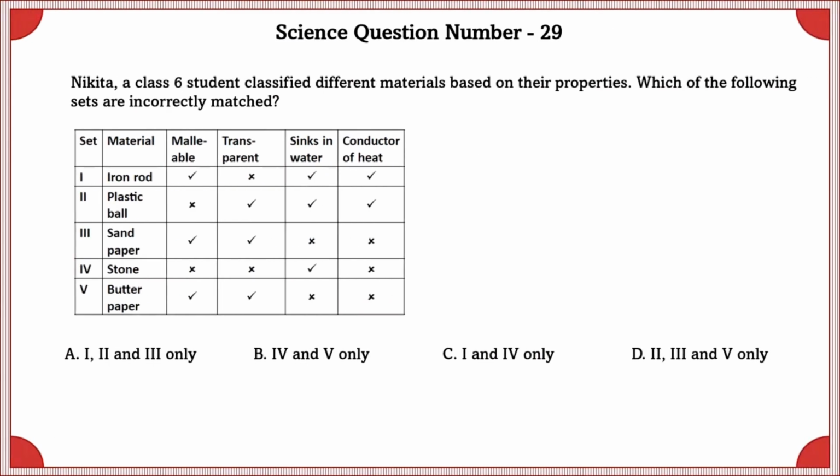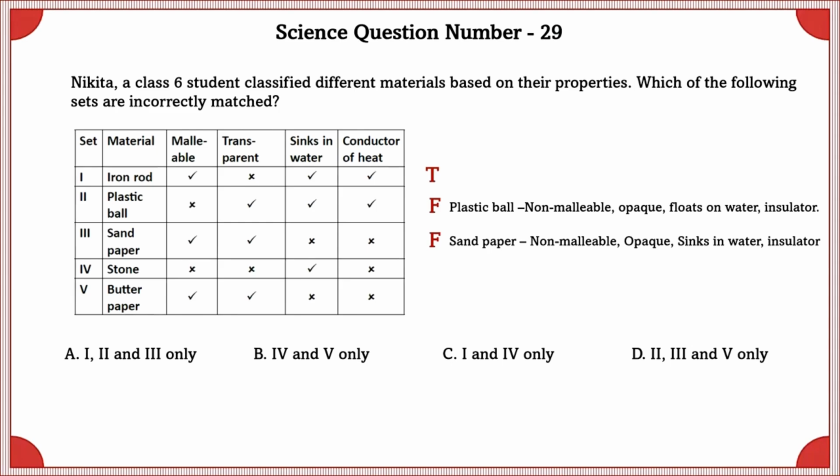Science question number 29. Nikita, a class 6 student, classified different materials based on their properties. Which of the following sets are incorrectly matched? The first one, that is iron rod, is correctly matched. The second one, that is plastic ball, is incorrectly matched because plastic ball is non-malleable, opaque, floats on water, and is an insulator. The third one, sandpaper, is falsely marked. Sandpaper is non-malleable, opaque, sinks in water, and is an insulator. The fourth one, stone, is correctly matched. The fifth one, butter paper, is falsely matched as butter paper is non-malleable and translucent.